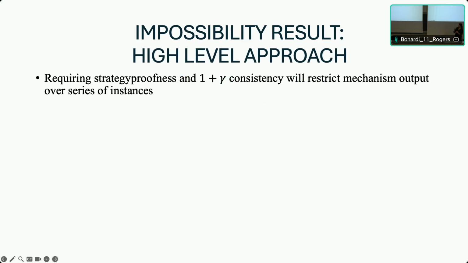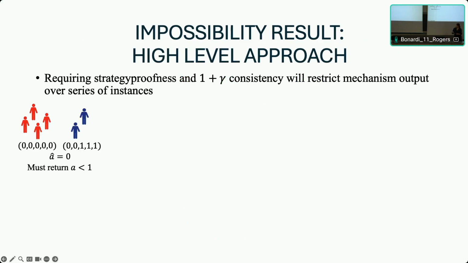Really quickly, the way that we prove that this consistency-robustness trade-off is tight is, on a high level, we're going to require the mechanism to be strategy proof and 1 plus gamma consistent. When we do this, this is going to restrict the behavior of the mechanism on a series of instances. Our first instance is that we have a bunch of red agents. They all have labeling 0. And a bunch of blue agents. They all have labelings 0 and 1, with a slight preference towards 1. The number of each agent is going to depend on gamma.